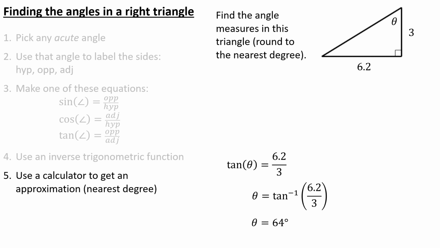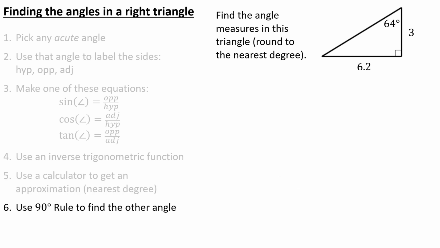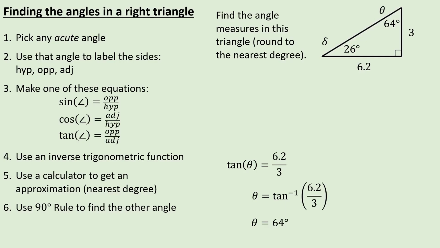Watch the diagram here. We now know that that's a 64-degree angle, and we can use the 90-degree rule to find the other one. In other words, 64 plus the other angle has to add up to 90. Subtraction or a little guess and check will tell you that that other angle is 26 because 64 plus 26 is 90. And here's the problem if you want to pause and look over the whole thing.